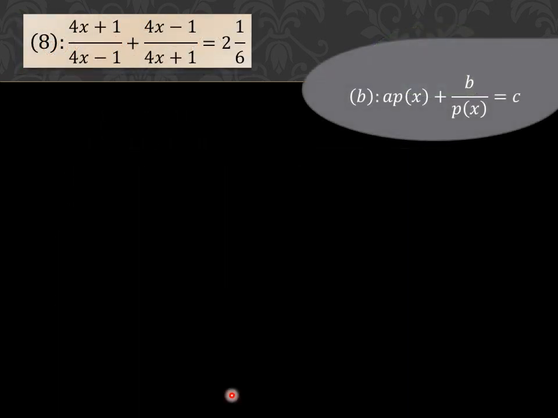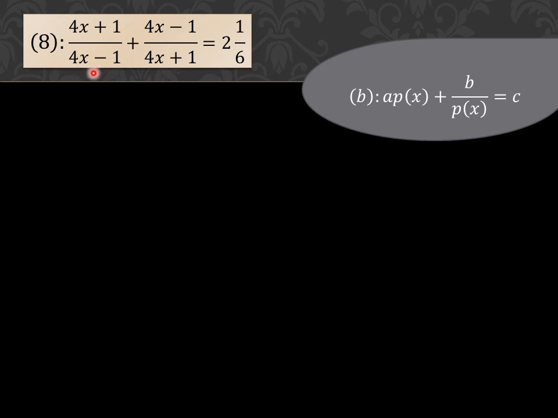Going to the next question, question number 8. We have 4x plus 1 over 4x minus 1 plus 4x minus 1 over 4x plus 1 equals to 2 whole 1 by 6. 2 whole 1 by 6 can be changed to a simple fraction. As you all know, we will multiply 6 with 2. It would be 12. We will add 1. It would be 13, and the denominator would remain the same. So the fraction would be 13 by 6.